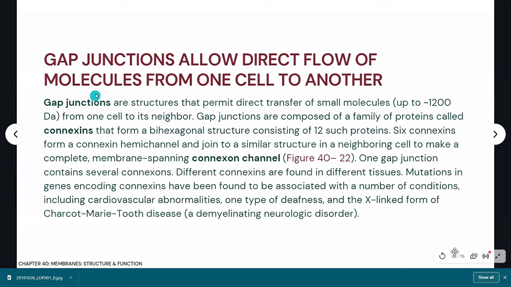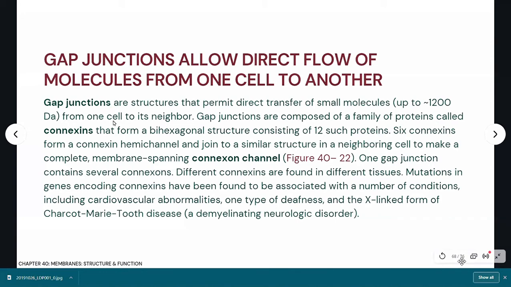Now, imagine you have two cells near each other, and imagine that there is a pipe from one cell to another. So with this pipe, materials from one cell can go to the other cell, or from the other cell towards this cell here. No? Okay.